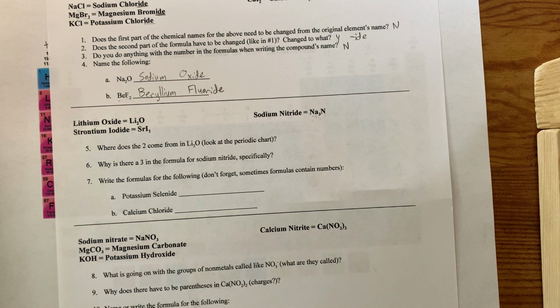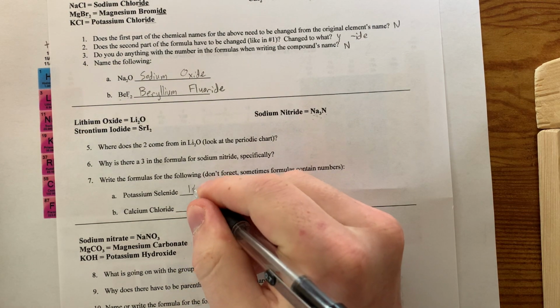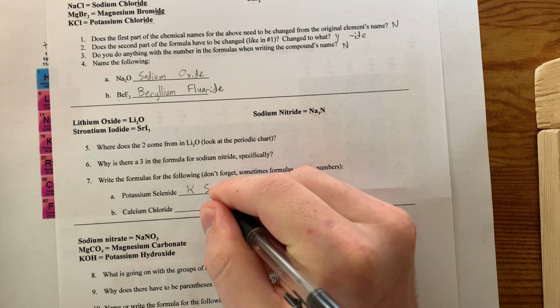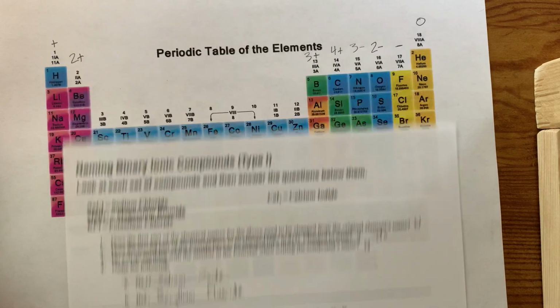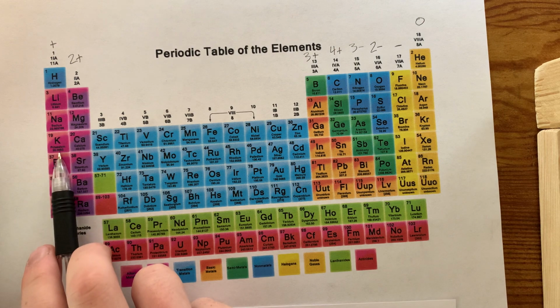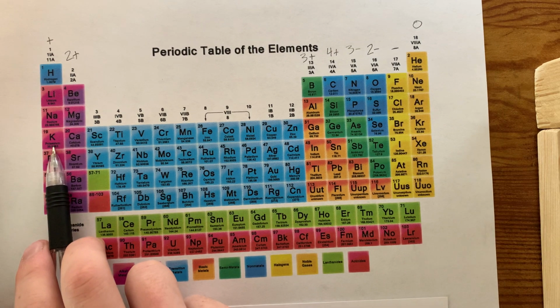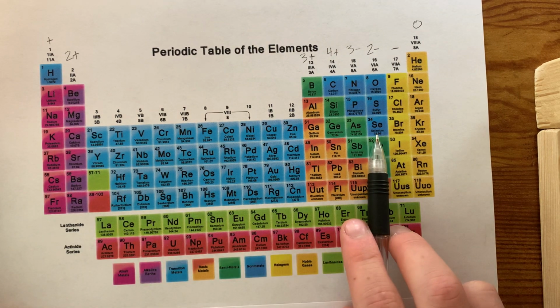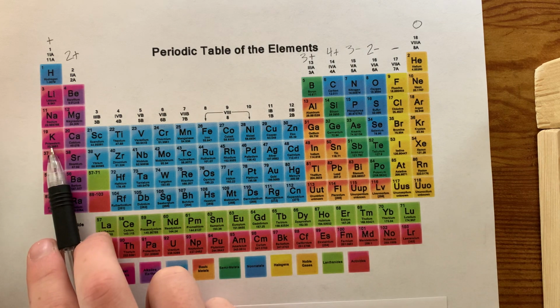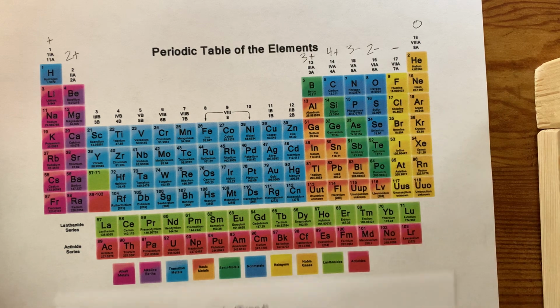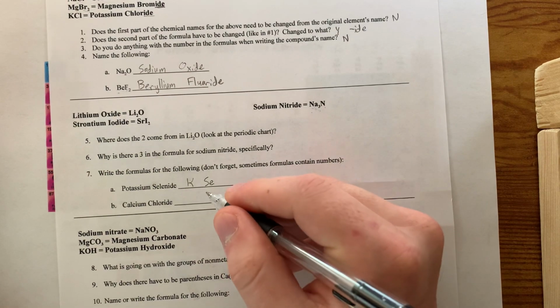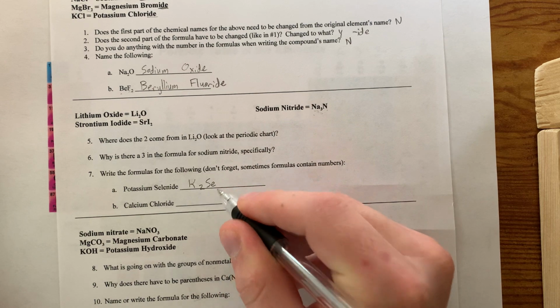So potassium selenide. So the first thing I'm going to do is I'm going to write potassium and selenium and leave some space between because we don't know the numbers yet. Potassium over here is in the 1 plus category. Selenium is in the 2 minus column. So we need 2 potassiums to balance out the charge of 1 selenium. So we need 2 potassiums for every 1 selenium.